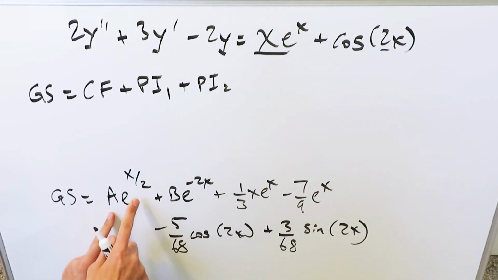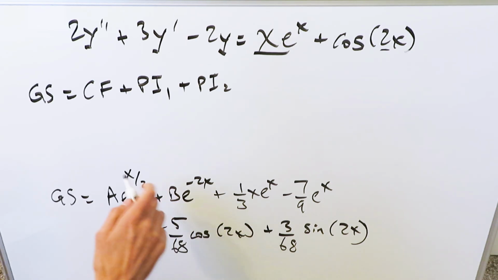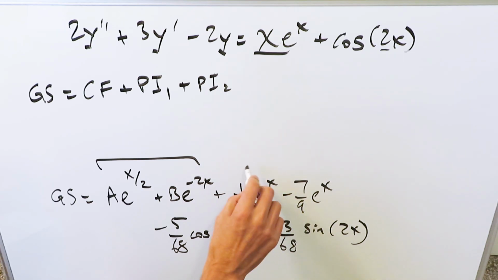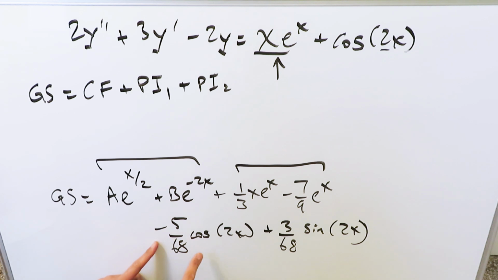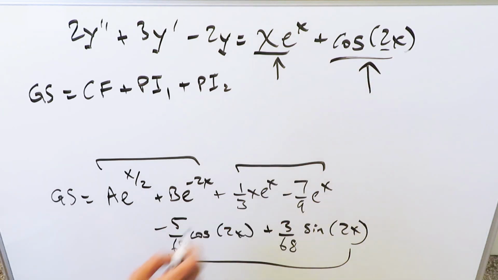A times e exponent x over 2 plus b times e exponent minus 2x, my complementary function, plus 1 over 3x e exponent x minus 7 over 9 e exponent x, my first particular integral for this part, minus 5 over 68 cosine 2x plus 3 over 68 sine 2x, this right here, corresponding with this part right here, and we are done. Here is our non-homogeneous differential equation solved. It's hard, it's lengthy, and it's arduous work, but it is right and it should be good.